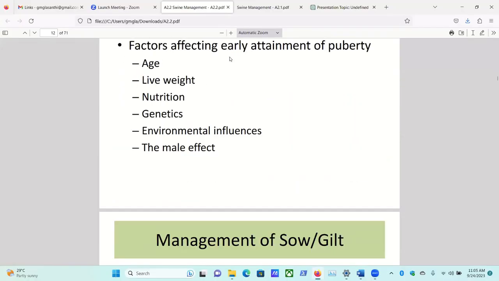So these are the factors that affect the early attainment of puberty. Definitely age. Very little fellows, we can't have sexual maturity. At the same time, live weight. When the live weight is increasing, the sexual maturity will happen early. At the same time, nutrition. When the protein level is increased, early attainment of puberty can be seen in swine, even in the human also.